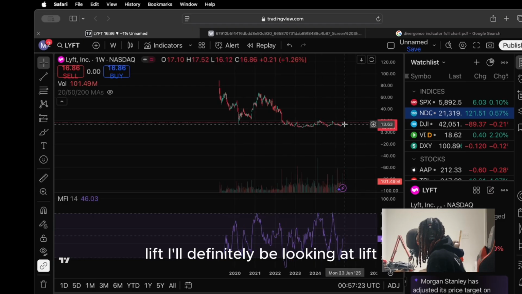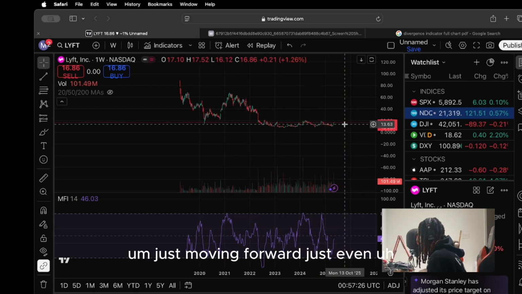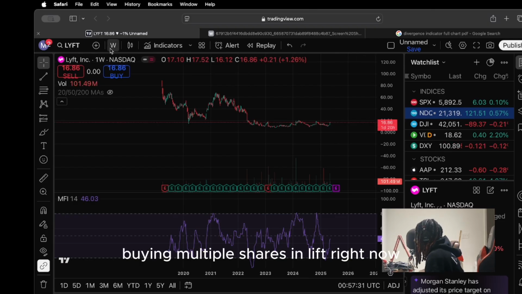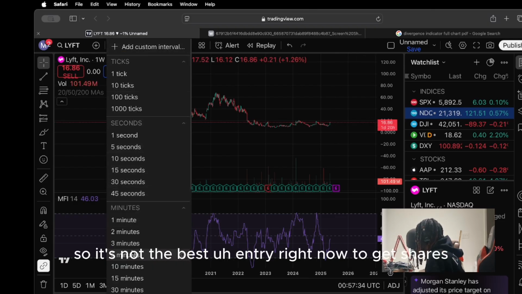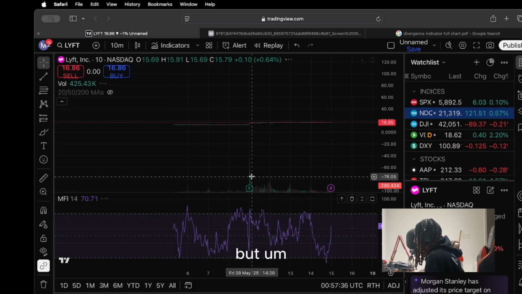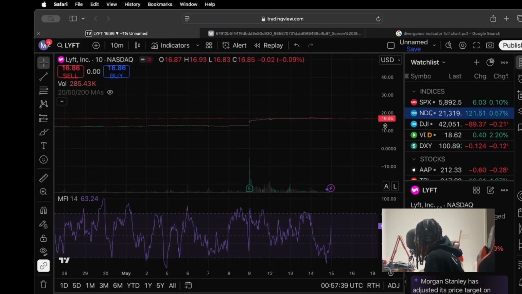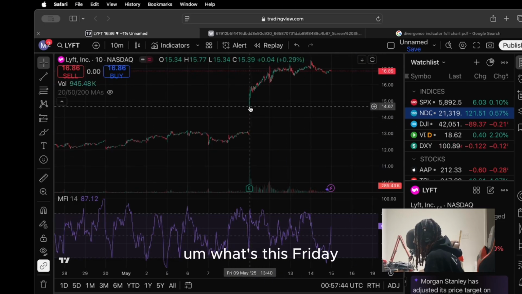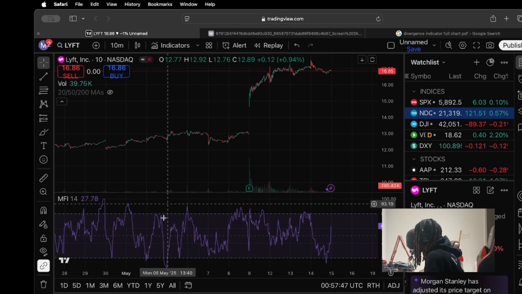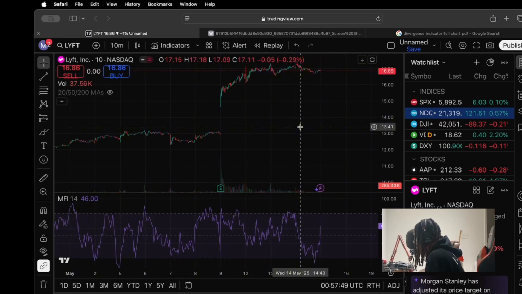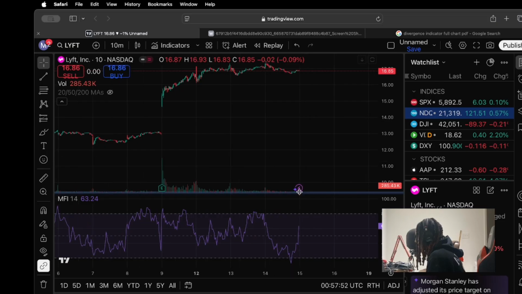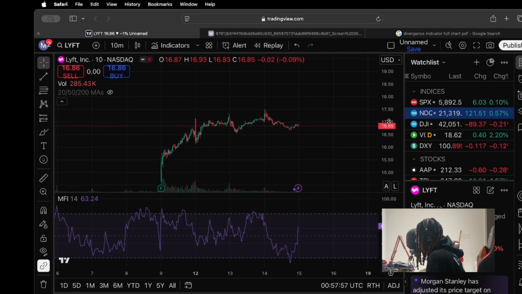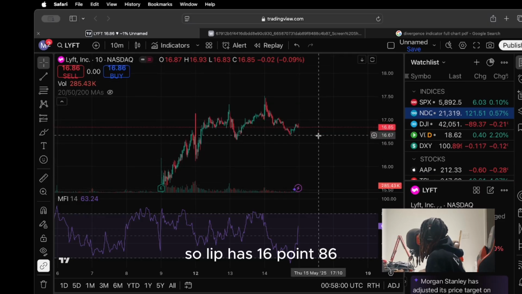So Lyft, I'll definitely be looking at Lyft, just moving forward, even buying multiple shares in Lyft. Right now they've been on a run, so it's not the best entry right now to get shares, but just to see what happened. What's this? Friday. Move on. So Lyft has 16.86.